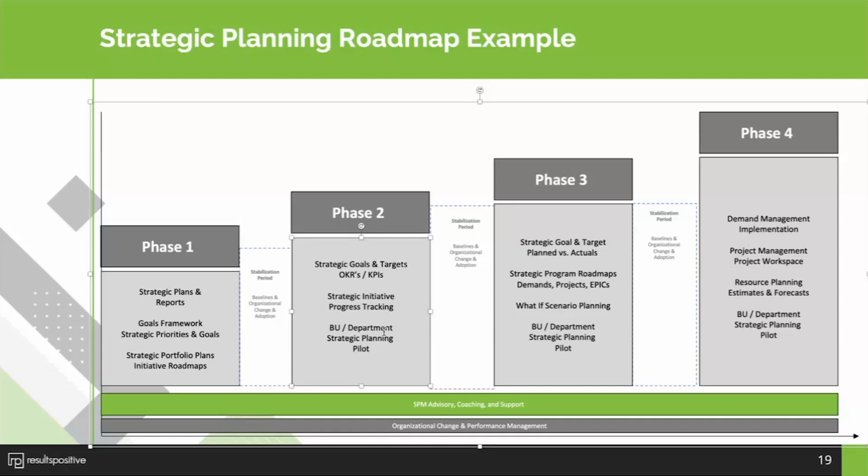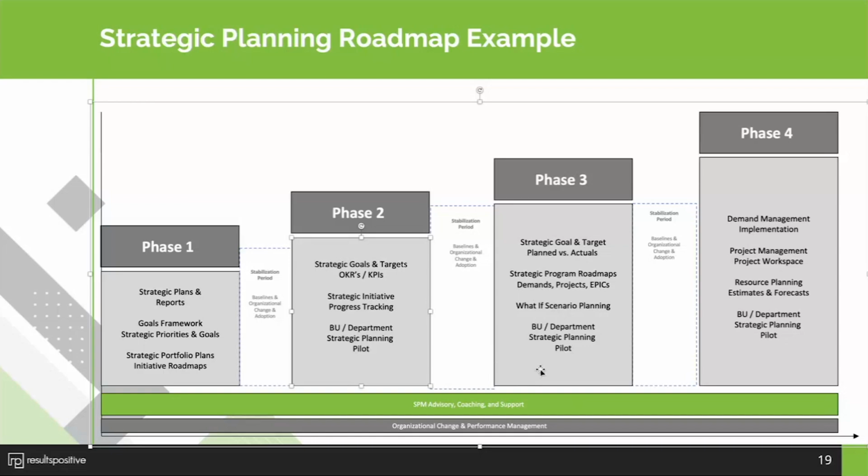And then here, highlighting that you might want to do another business unit or department strategic planning pilot. So kind of do a phase one for a different department as an example. Then phase three here, start looking at plan versus actuals on your goals and targets. Really then start putting in some strategic program roadmaps, and even do it from a hybrid perspective with your demands, projects, and epics. Start looking at what-if scenario planning, potentially do another overall strategic planning pilot.